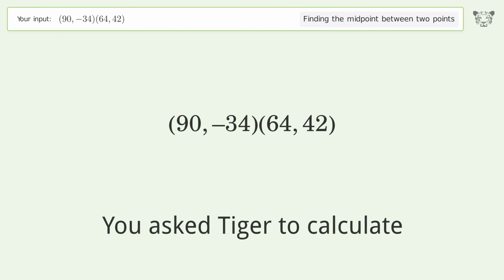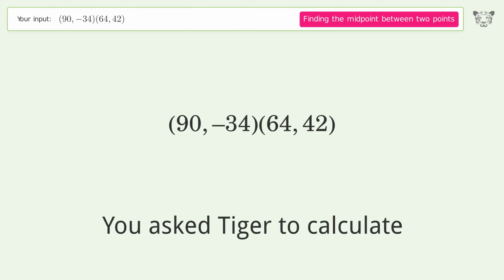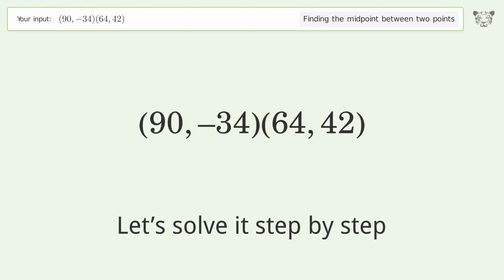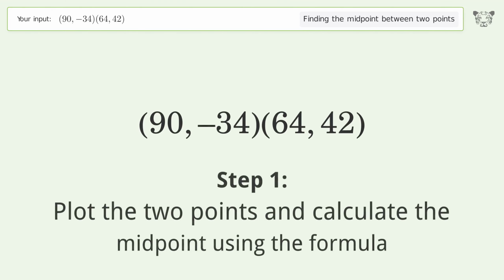You ask Tiger to calculate. This deals with finding the midpoint between 2 points. The midpoint between the 2 points is 77,4. Let's solve it step by step. Plot the 2 points and calculate the midpoint using the formula.